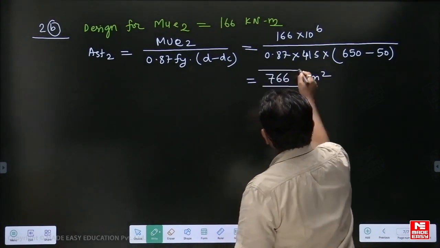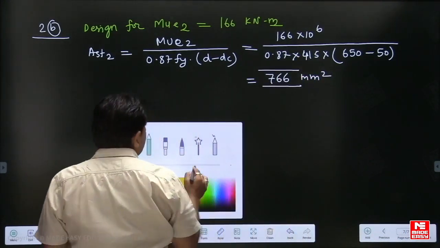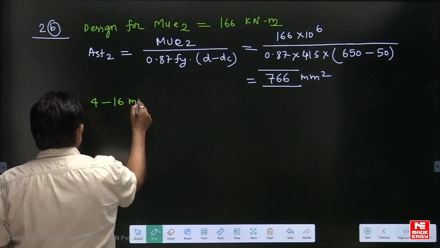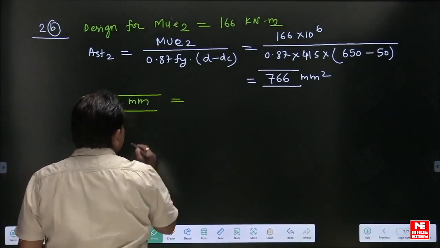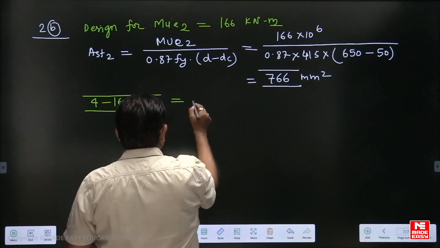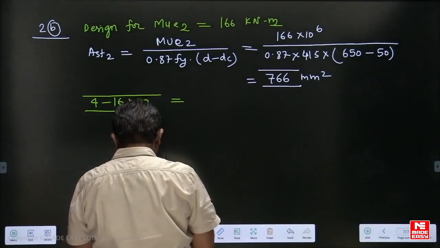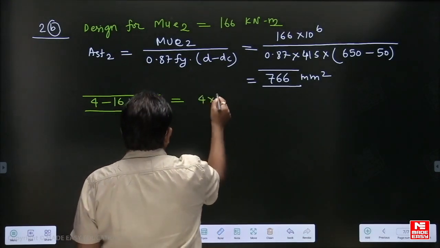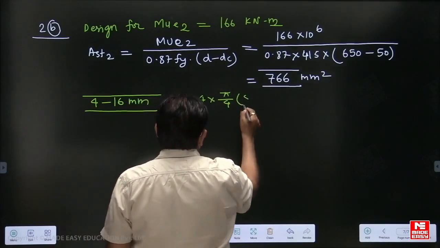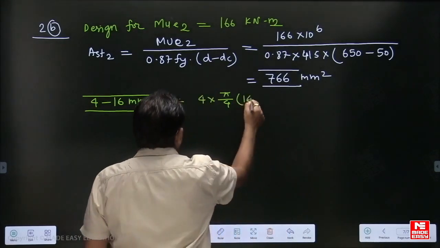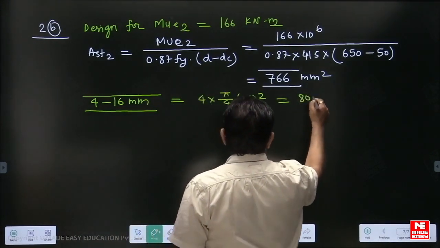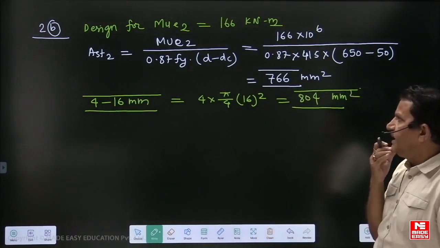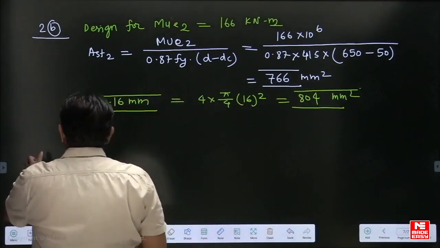We can provide suppose 4 number of 16 mm dia. If I provide 4 of 16 mm, then it will be around 800 mm square. Area of steel will be 4 into pi by 4 into 16 square. It is coming 804. This is 804 mm square. It's okay. So we will provide this reinforcement in the way I have shown you.